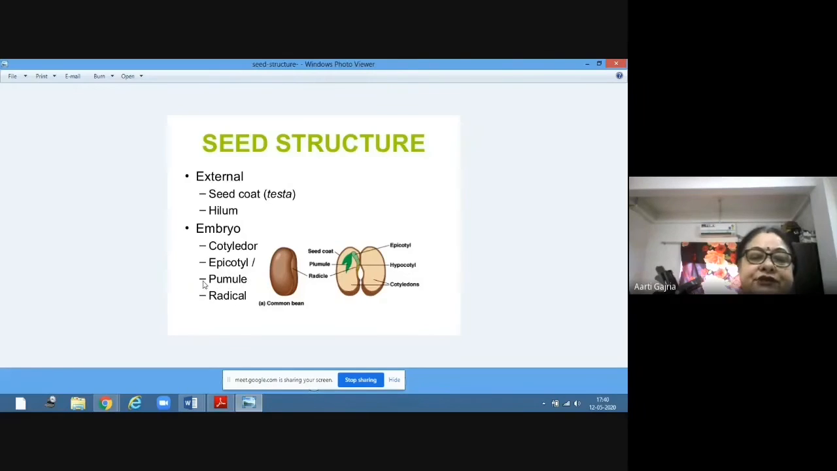Plumule is what? Plumule is the stem tip, and radicle is the root tip. Have you seen how the seed germinates? You must have done this experiment in lower classes, and if not, what you can do is just soak a few kidney beans or chana overnight, and in the morning you just take it out and keep it in moist cotton.